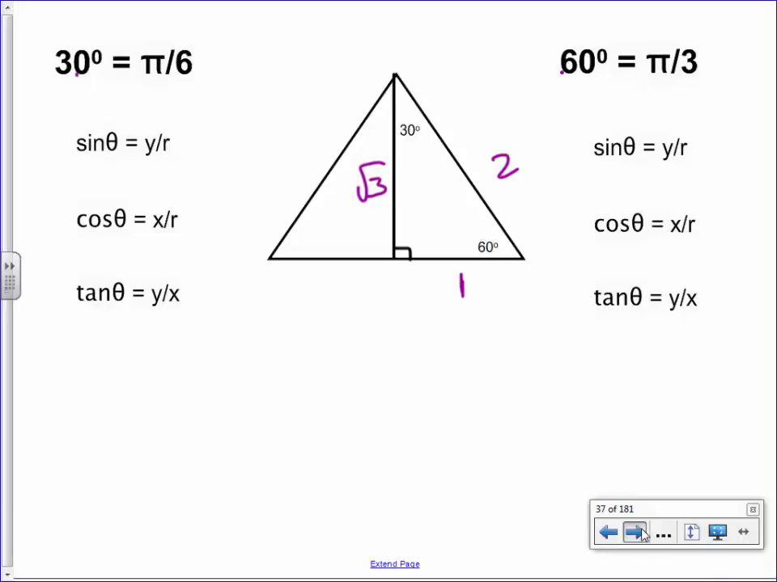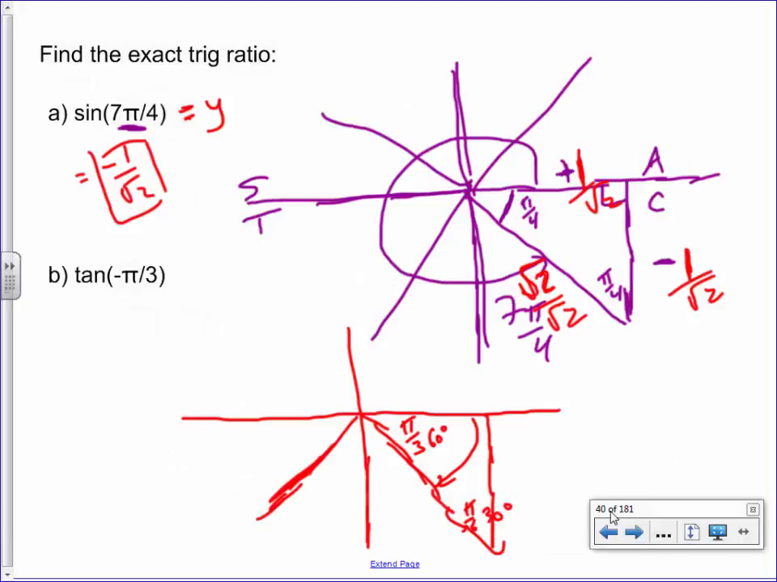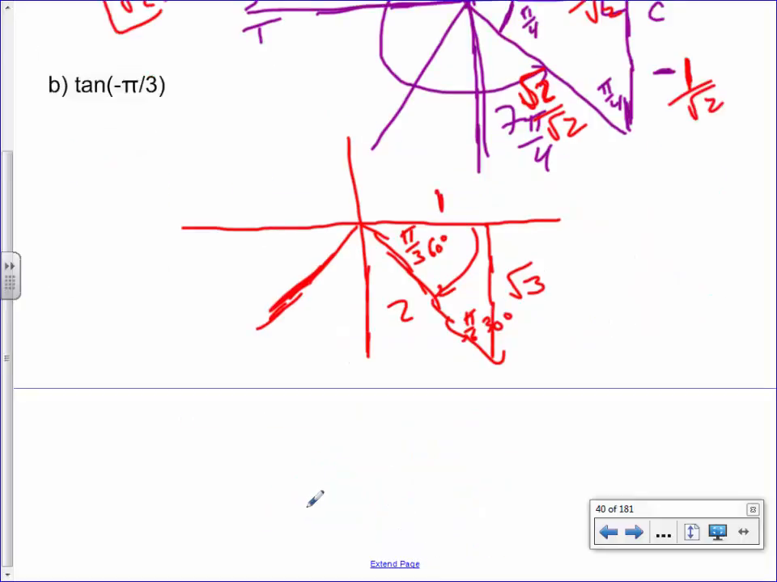But you need your own way of memorizing this. So the 30 does not go across from the root 3, so the root 3 better be right here. The 2 is the hypotenuse, and that better be the 1 then. That's actually not right, though. I made a mistake. Good catch. Well done. Yeah, that should be negative root 3.